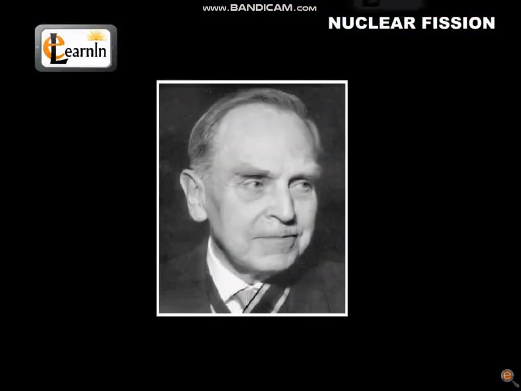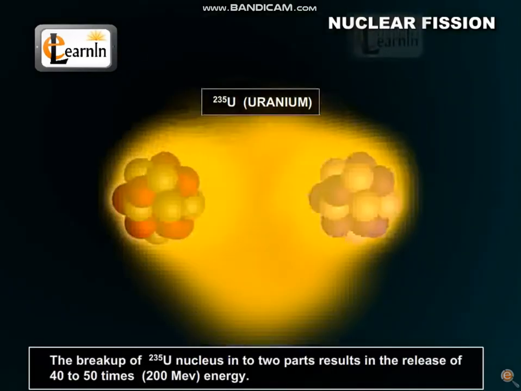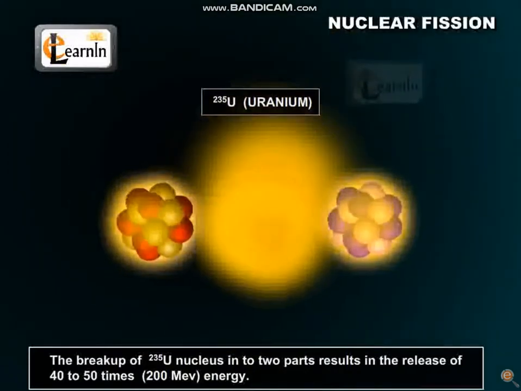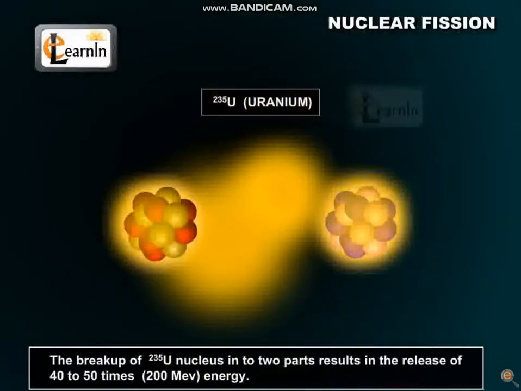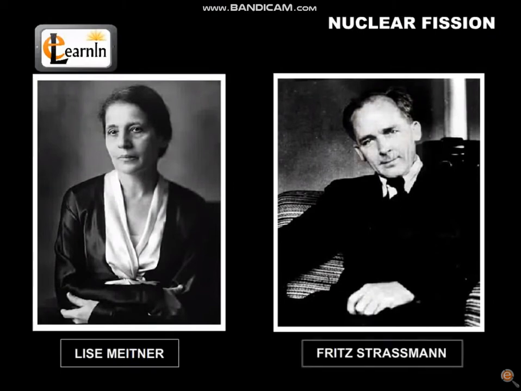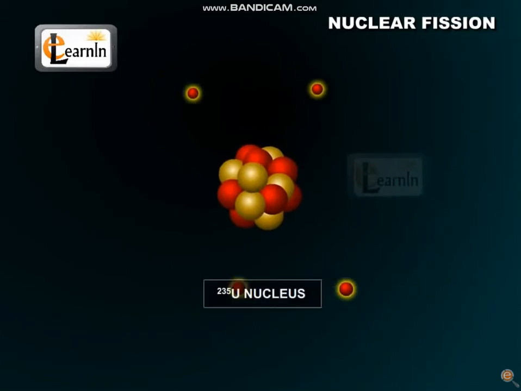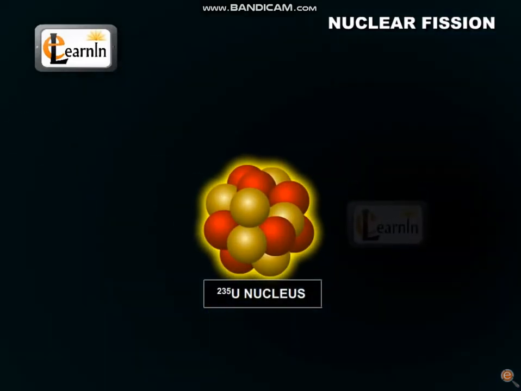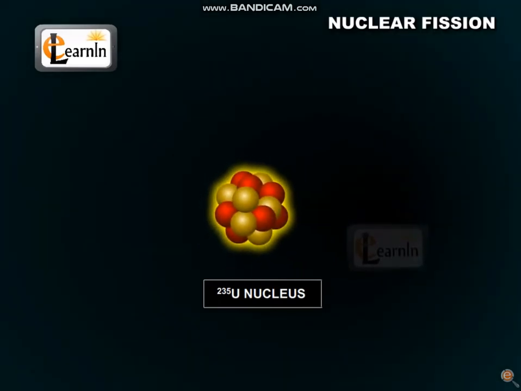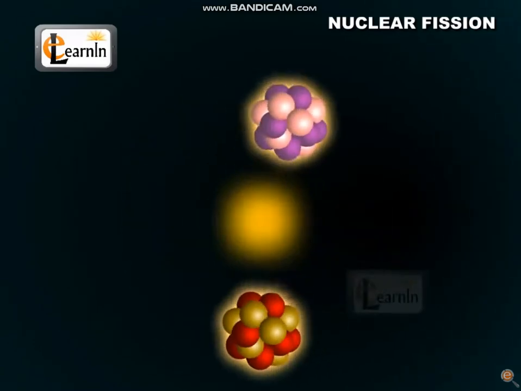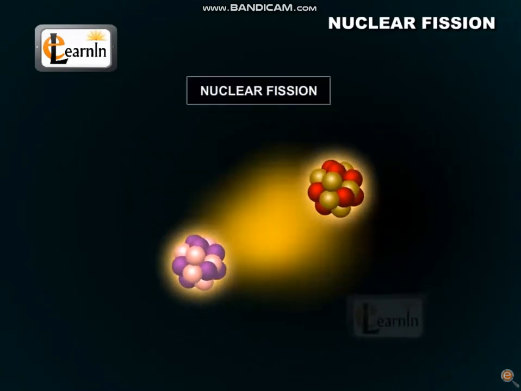In 1939, a German scientist named Otto Hahn discovered that breaking up the nucleus of uranium-235 into two parts emits 200 million times the energy of the neutron which triggered it. He, along with his two colleagues, Lise Meitner and Fritz Strassmann, found that when the nucleus of uranium-235 is bombarded with neutrons, it will absorb one of the neutrons. This results in an unstable compound nucleus, and the nucleus breaks into two equal parts. This process is referred to as nuclear fission.